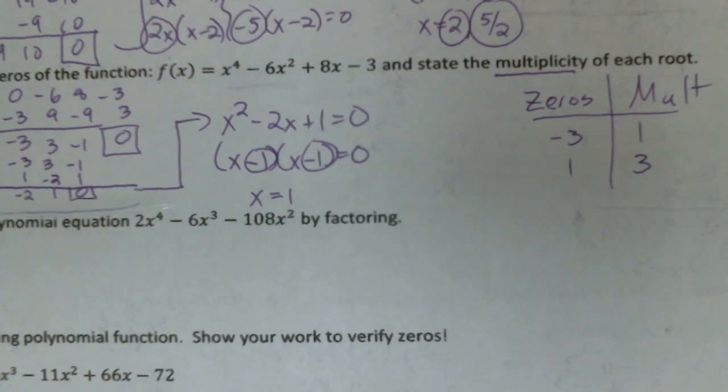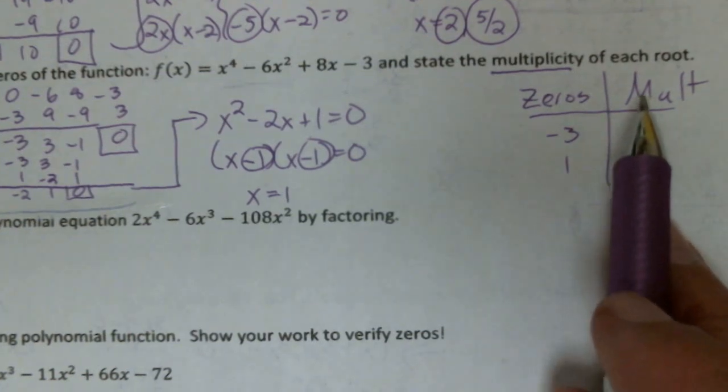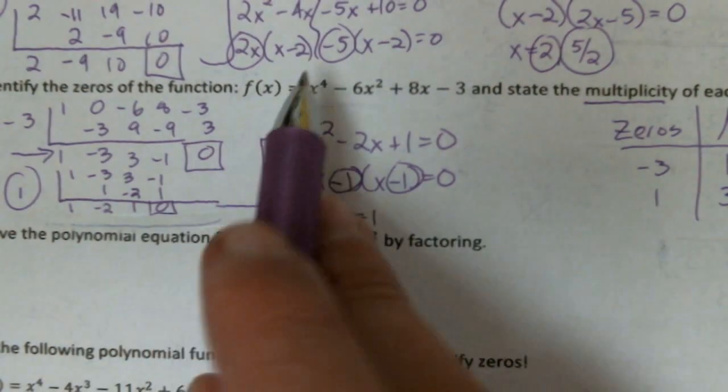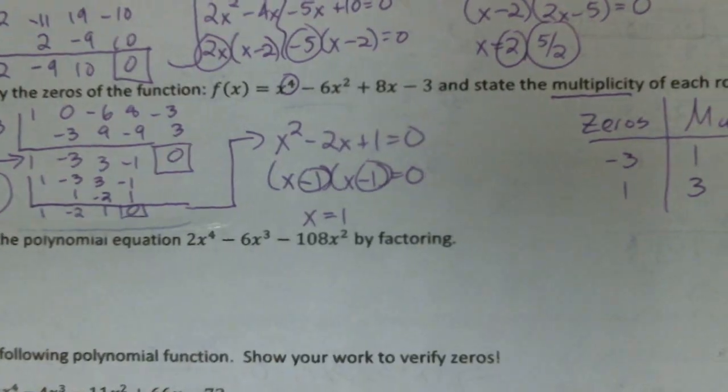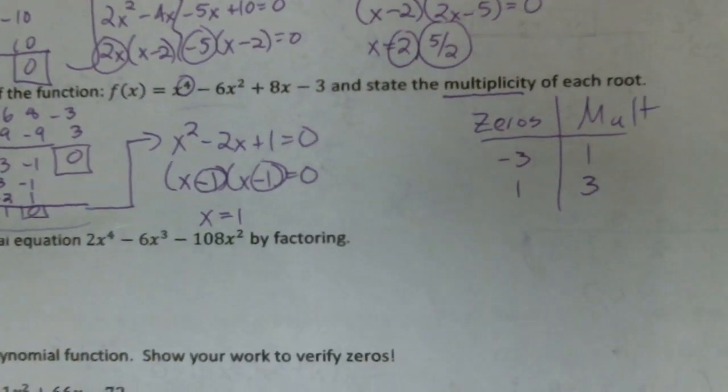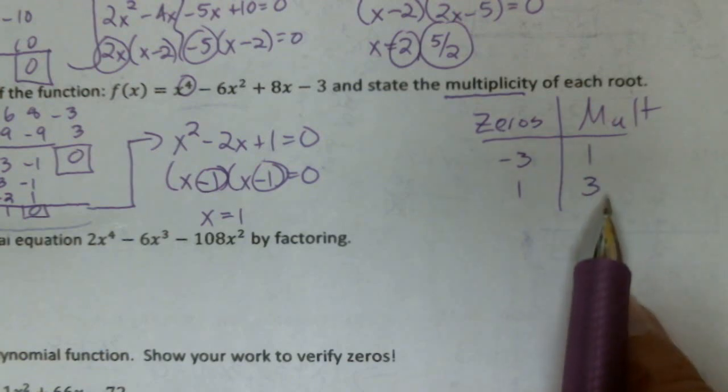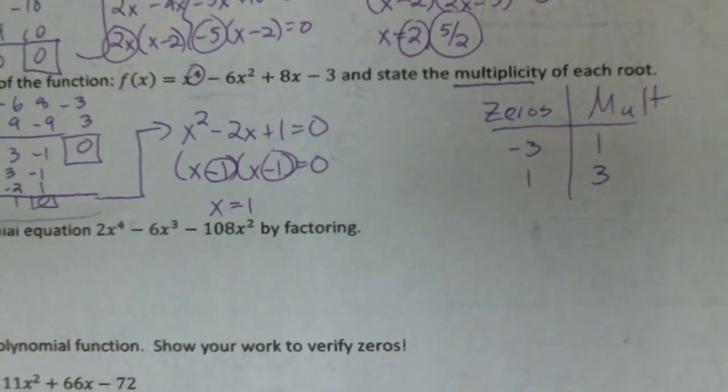Okay. All right, and you can always test, if you add up the multiplicities, that should always equal the highest order of the polynomial. So it's 4th degree, so I should have a multiplicity of 4 when I add these up.